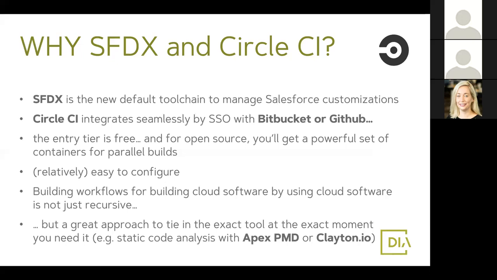So for me, it was clear that I'm going to build cloud software by using cloud software, and that's not just a good recursion in that sentence, but I think that's the right approach to tie everything together. That's all in the cloud, and whenever you need something else, be it a quality gate, which I realized here with Apex PMD, but can be done with Clayton IO as well, whatever you need can be tied in just by integrating another cloud product, and that really gives me the flexibility to build my tool chain just as I develop the thing.